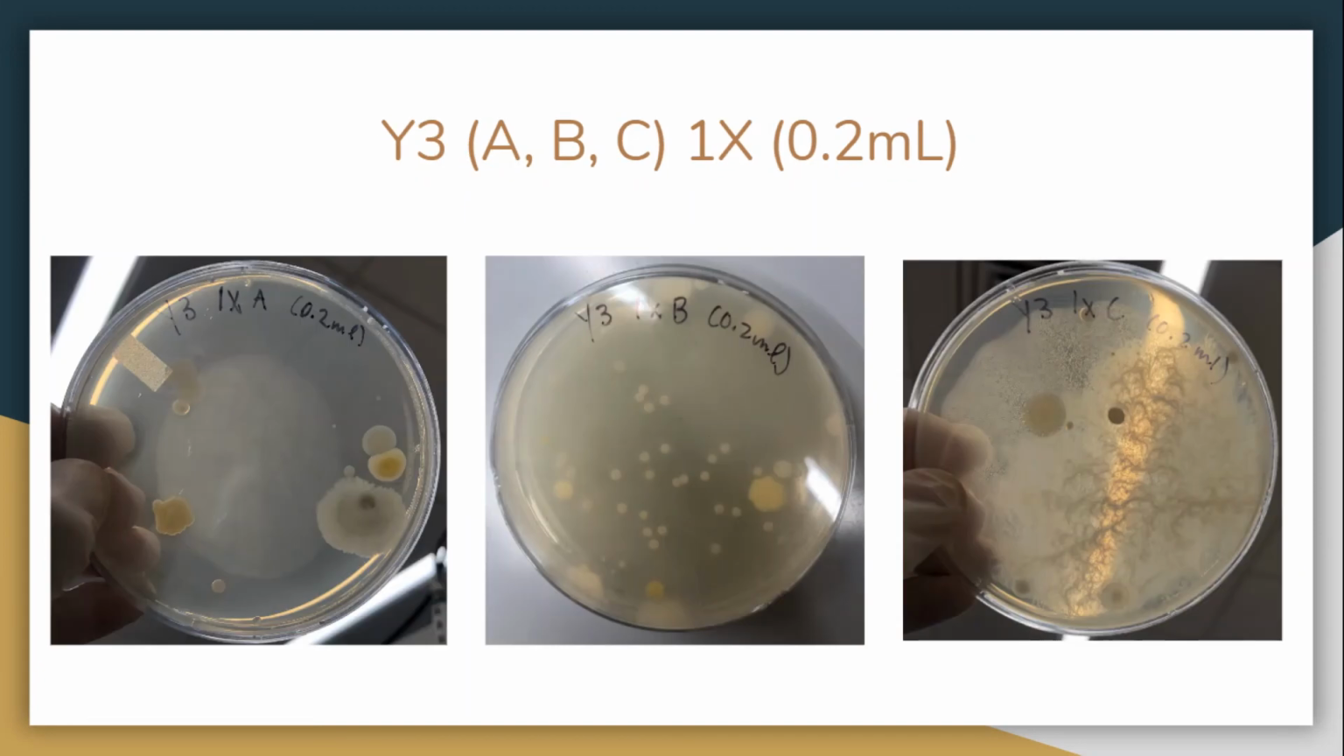For sample Y3, I chose plates A, B, and C for 1x dilution because they showed a desired number of colonies between 30 to 300 CFU. On plate A, I had 11 colonies. Plate B, I counted 48 colonies, and for plate C, I had 8 colonies. In order to correctly represent these counts according to the dilution factor 1x and pipette amount 0.2 milliliters, I divided each plate's colony count by 0.2 and calculated the final bacteria density per milliliter. My numbers were 55 for A, 240 for B, and 40 for C.